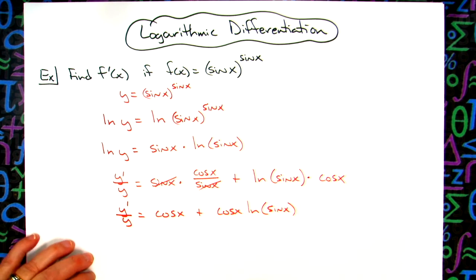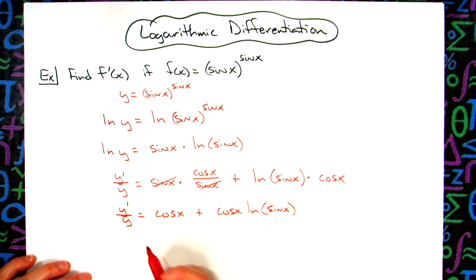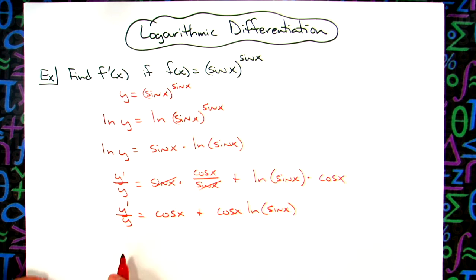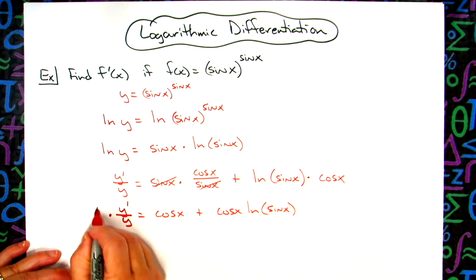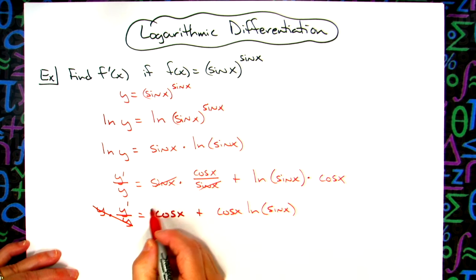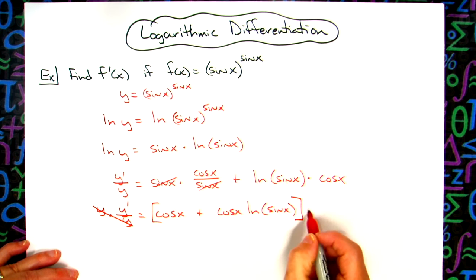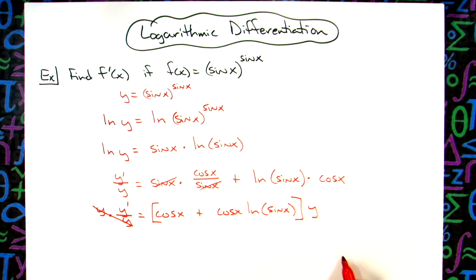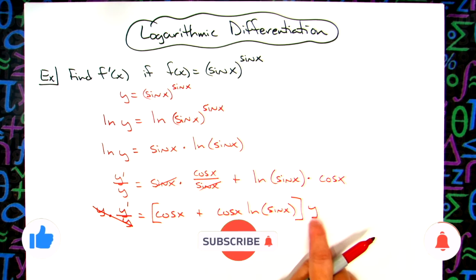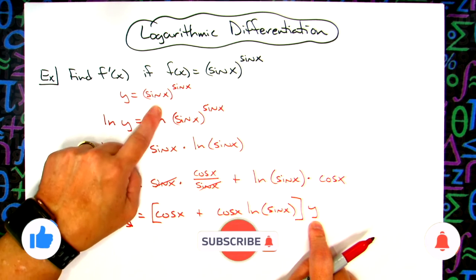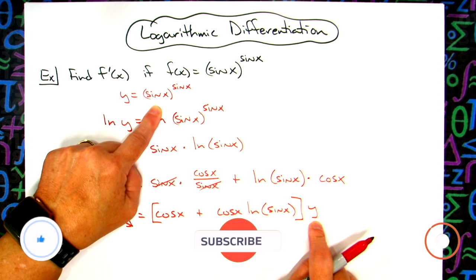Now, we need to solve all the way down for y prime, so we're going to multiply both sides by y. So we'll multiply by y on this side. The y's will cross out. We will multiply this side by y as well. Now, last step here, we know what y equals. y is equal to the sine x raised to the sine x.